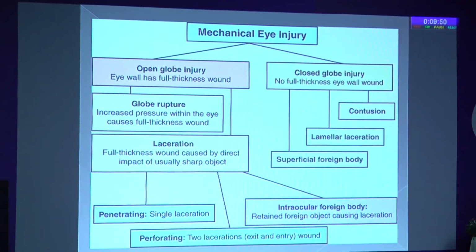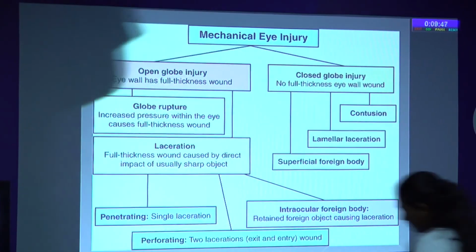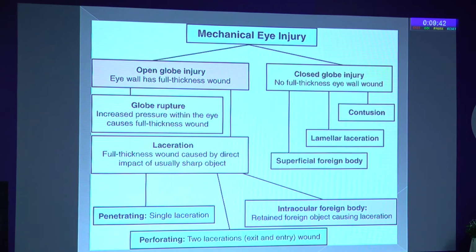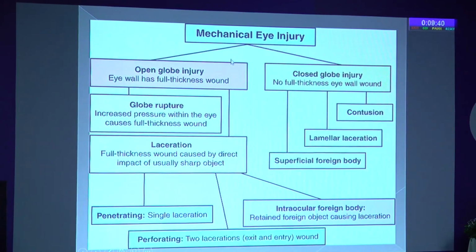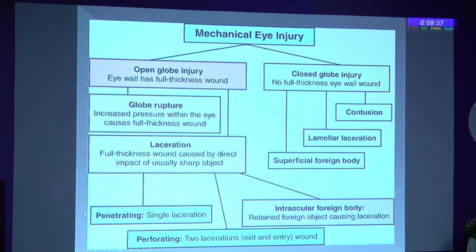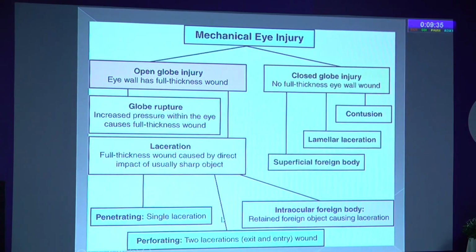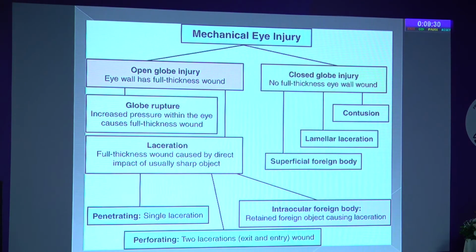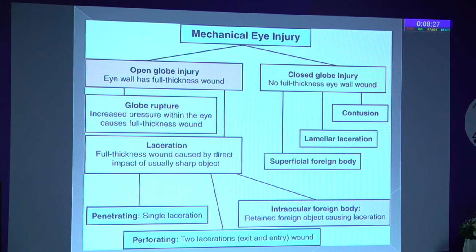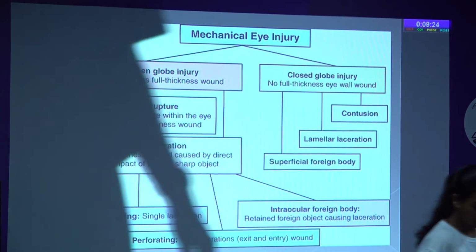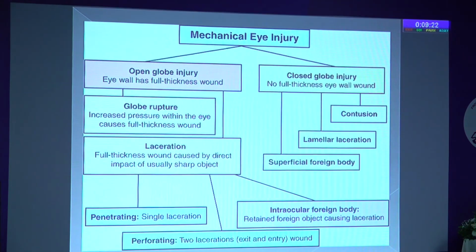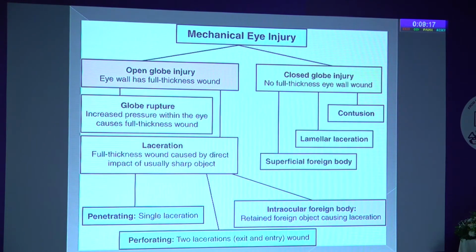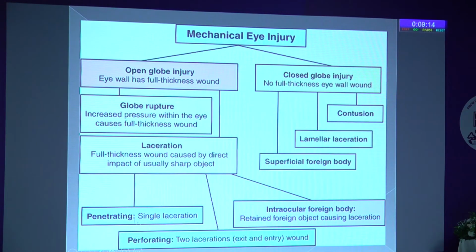Everywhere there are different classifications, but for the international classification guidelines, we have either open globe or closed globe injury. And the topic Dr. Mamta allotted to me is the penetrating injury. There is only one confusion, when we say it is penetrating or when it is perforating. When there is one entry wound, something goes inside but there is no exit track, then it is known as penetrating. And when both wounds are present, entry and exit, then it is perforating.